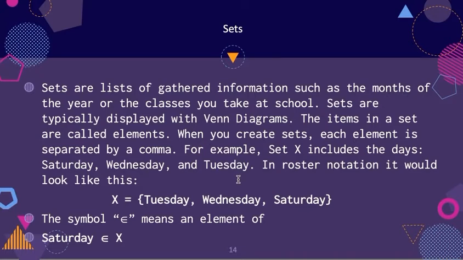For example, set X includes the days Saturday, Wednesday, and Tuesday. In roster notation, it would look like this: X equals Tuesday, Wednesday, and Saturday. The symbol ∈ means "an element of," so Saturday is an element of X.